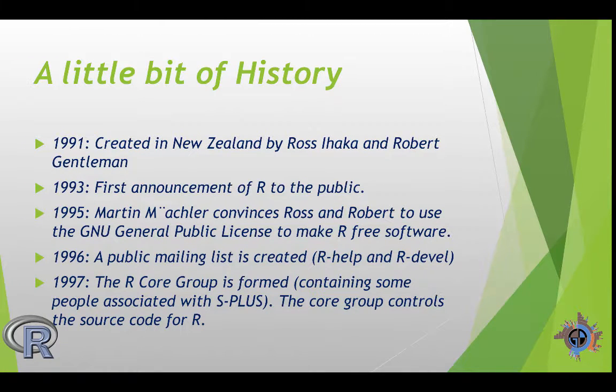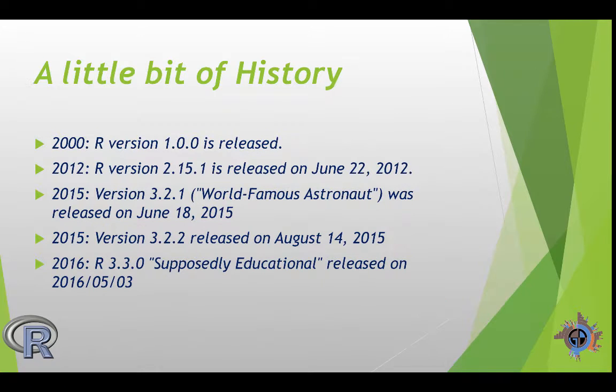So now let's talk about a little bit of history, how R actually started. R was developed for the first time in 1991 in New Zealand by Ross Ihaka and Robert Gentleman. Subsequently, there were multiple versions of R which were later released. A few important things in the timeline would be the formation of the R core group. The core group controls the source code of R. The latest version of R is 3.3.0 and was released in 2016.